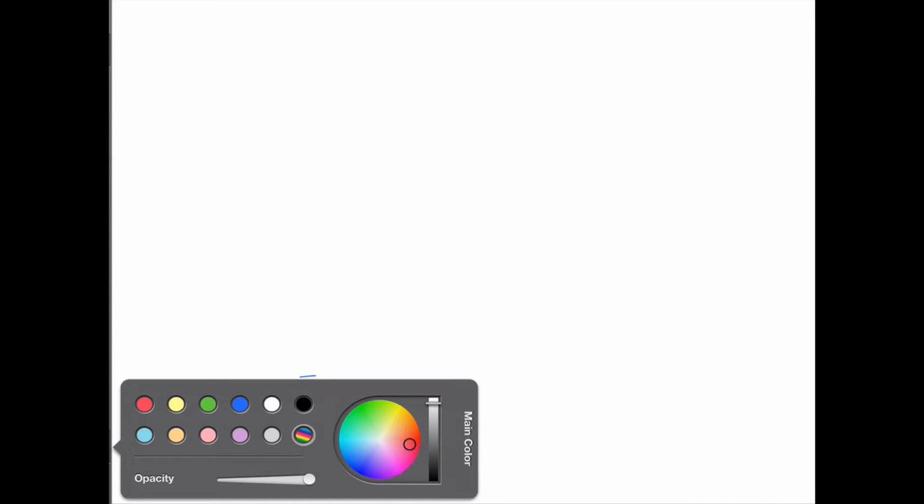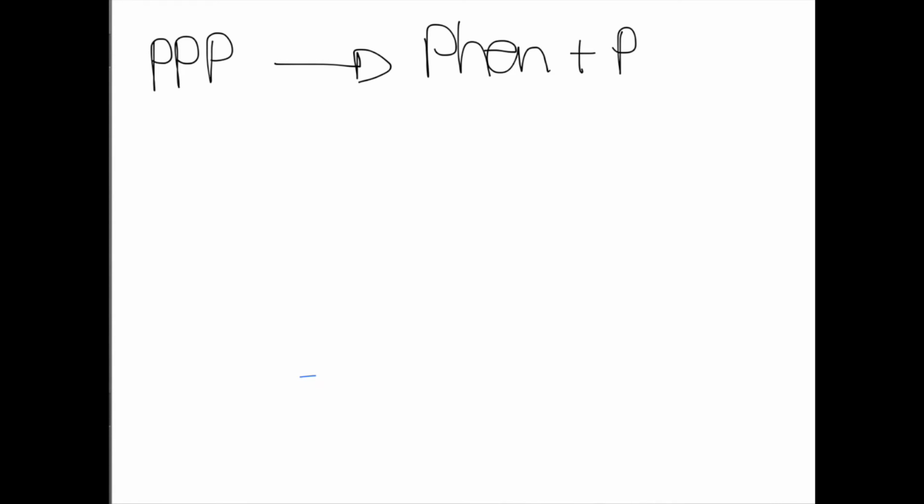Now I'm just going to come over to the side here because there's a few other things that I want to go through with you in terms of graphs, because they will come up, and I know some of you aren't extremely keen on them. So let's go with a purple colour. I'm just going to write the reaction at the top, the one that we've seen in this practical. So we've got our PPP, enzyme comes along, breaks that down into phenolphthalein and phosphate.